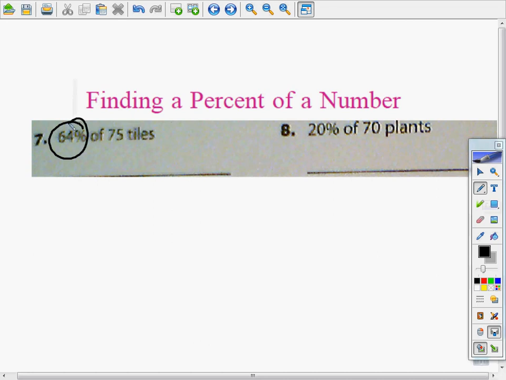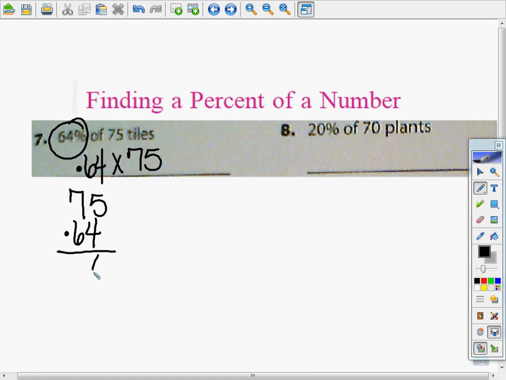Turn it into a decimal. 64%, another word for percent is 64 hundredths, which looks like 0.64. And then they're going to multiply it times 75 tiles. That looks just like multiplication with the exception of the decimal.